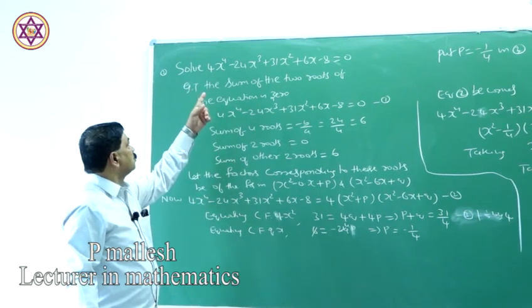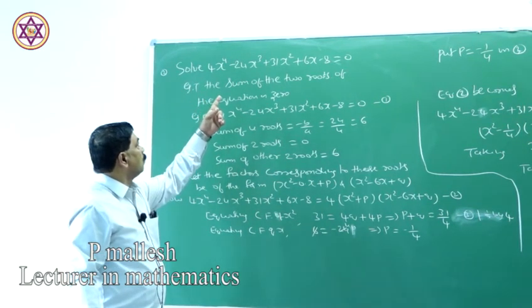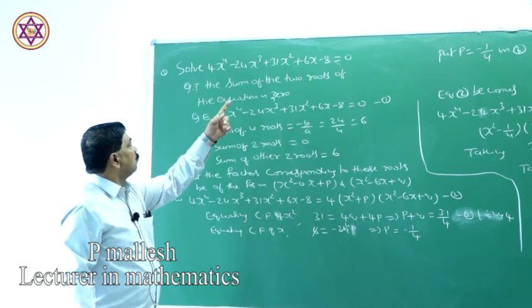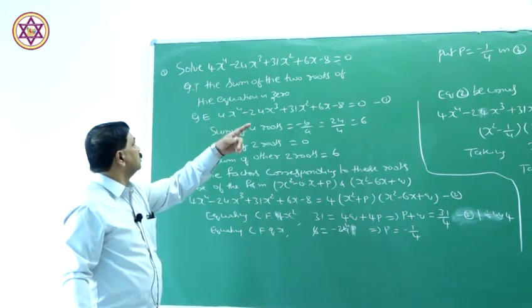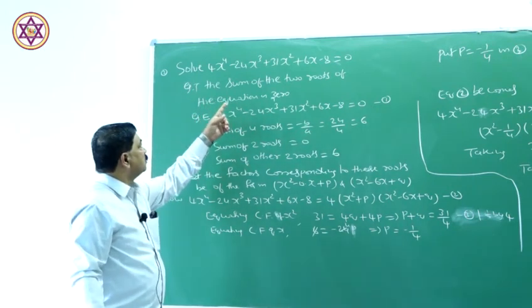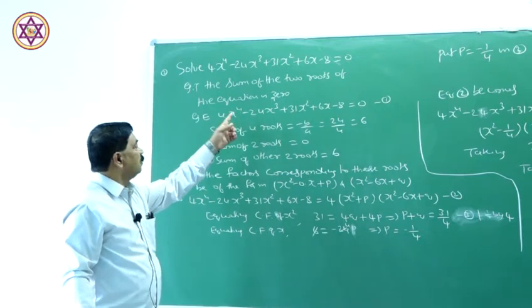Solve 4x to the power of 4 minus 24x cube plus 31x square plus 6x minus 8 is equal to 0, given that the sum of the two roots of the equation is 0.